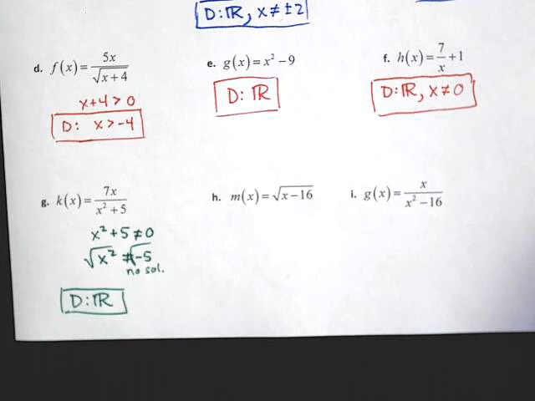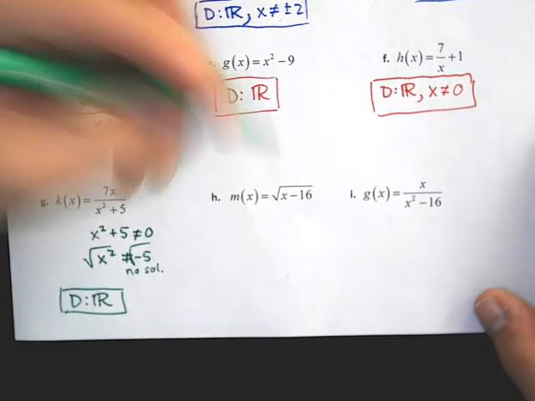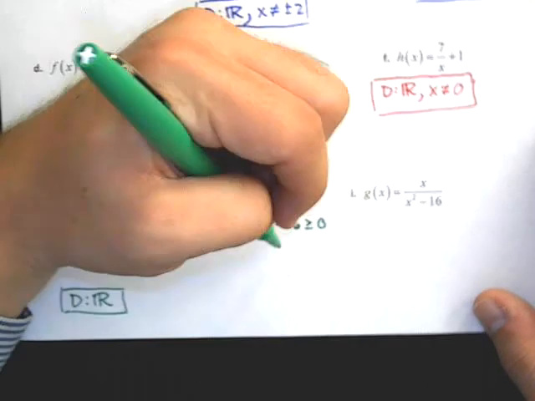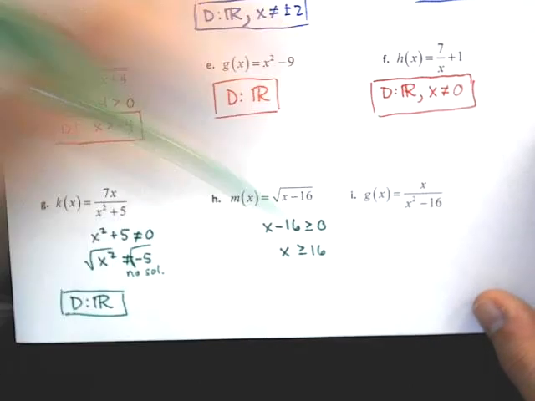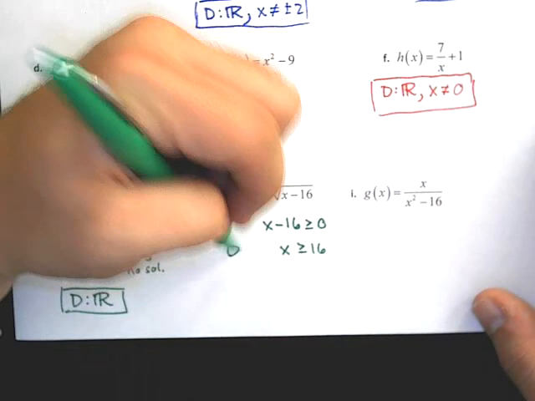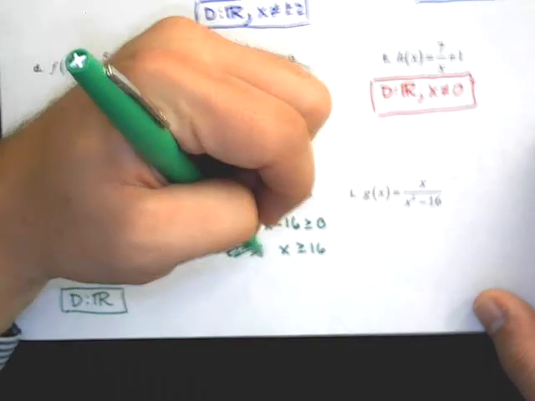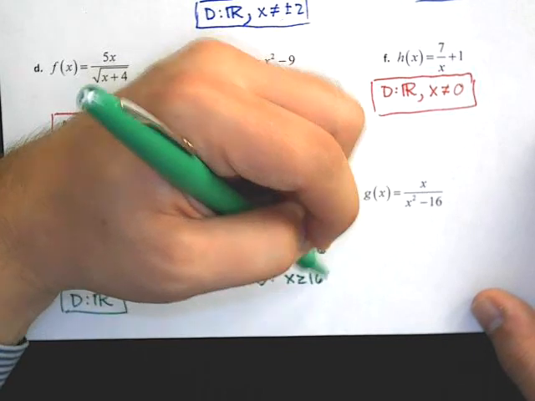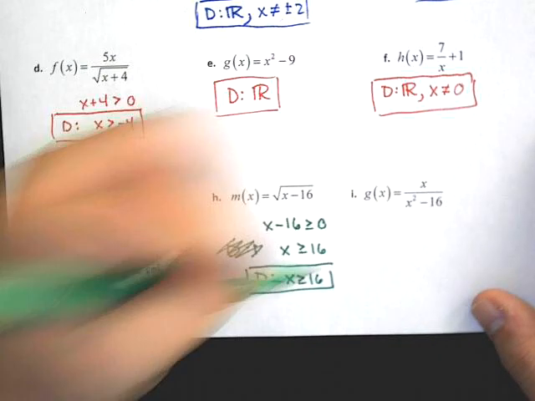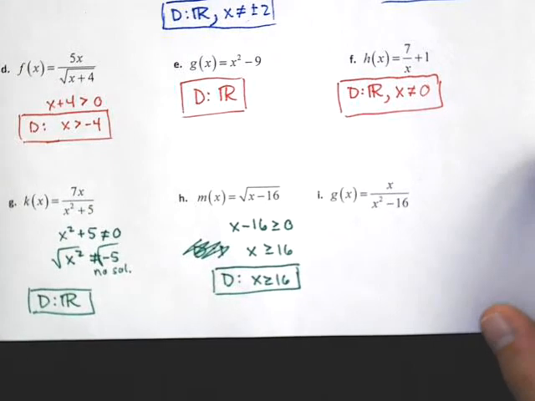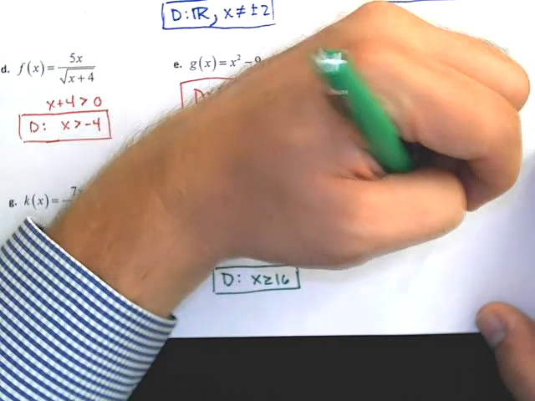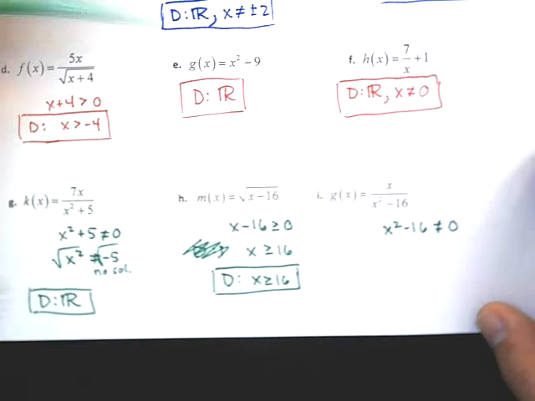Moving right along, we have an expression under a radical, so we say that that expression has to be greater than or equal to 0. Oh wait, sorry, I did not need the all real numbers there. Just x is greater than or equal to 16. My bad, guys, sorry about that. All right, last one on this page, second page. I know that I have a denominator, so x squared minus 16 does not equal 0.